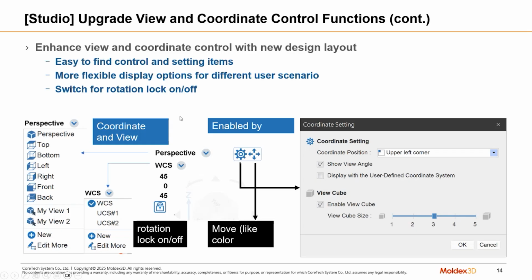In addition to this, we've also introduced some more functionality to the view angles. We could always change the view angle by double clicking on the coordinate axes. But now you can add world coordinate systems and user coordinate systems, that's WCS and UCS respectively. You can change where your coordinates and view cube are located in your user interface and so on.